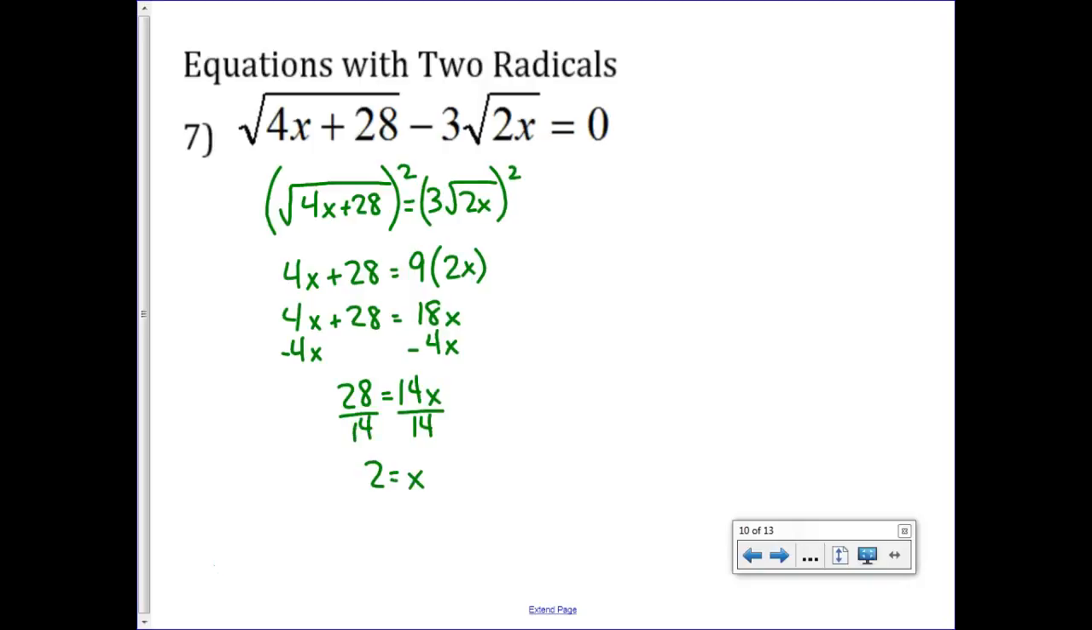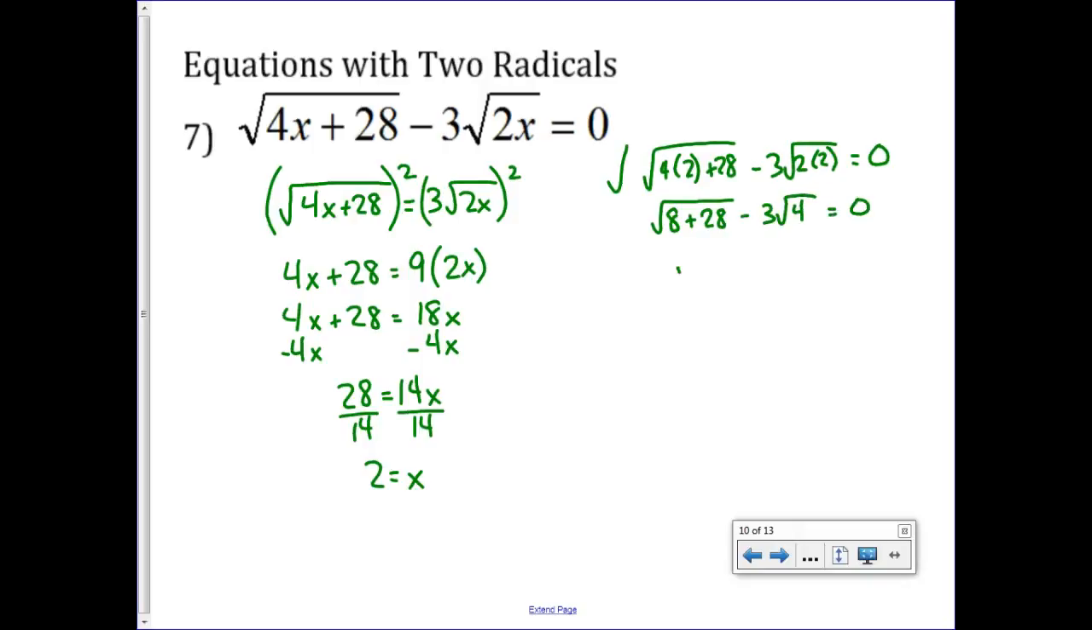Now before we say that that's okay, let's do our check. So the square root of 4 times 2 plus 28 minus 3 square root of 2 times 2 should equal 0. So we have 8 plus 28, minus 3 times the square root of 4. So I have the square root of 36 minus 3 times 2. So I have 6 minus 6. So 0 equals 0.